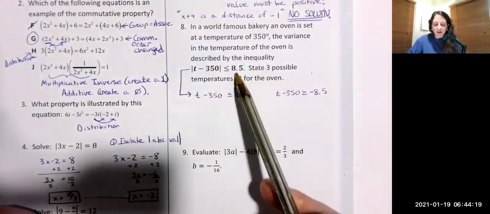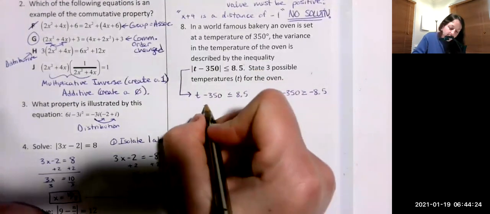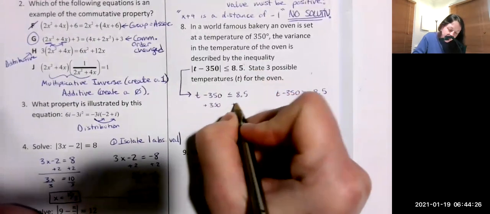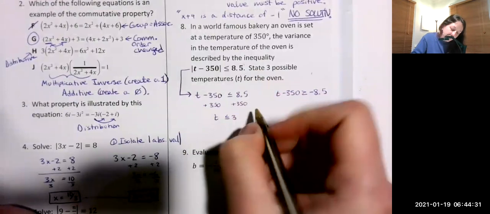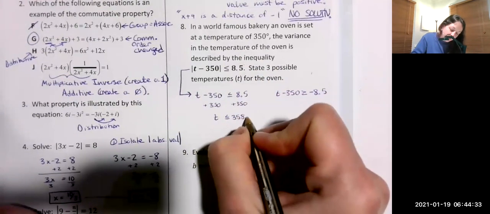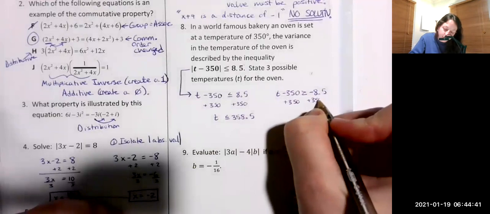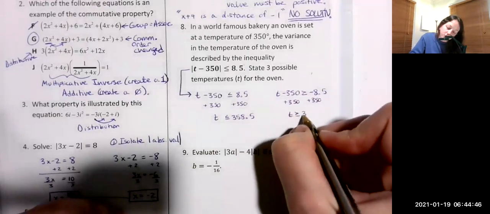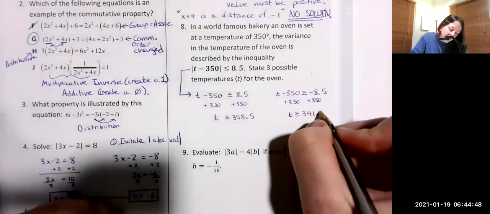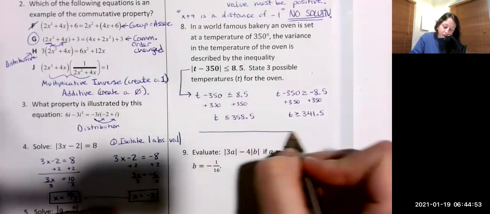Okay, absolute value, you got the positive, you got the negative, but you have to change the direction of the sign. So we add 350 to both sides, add 350. My first answer is that T is less than or equal to 358.5 degrees. My second answer, I add 350 to both sides like before, and I get that T is greater than or equal to 341.5 degrees.